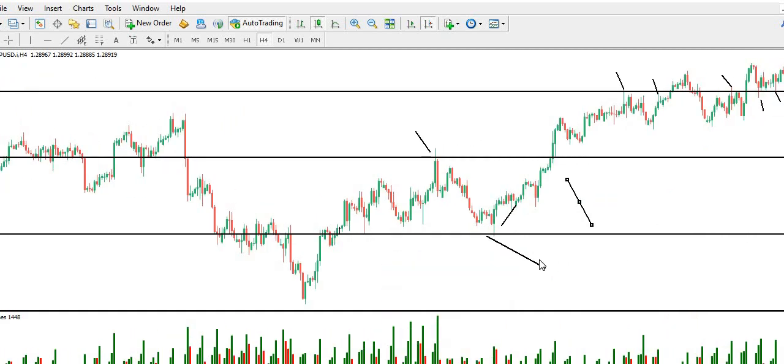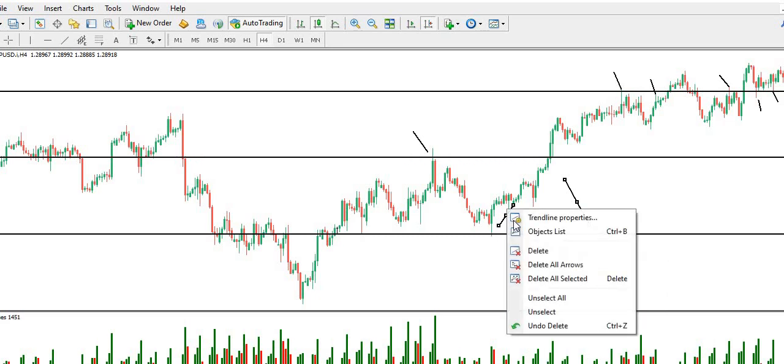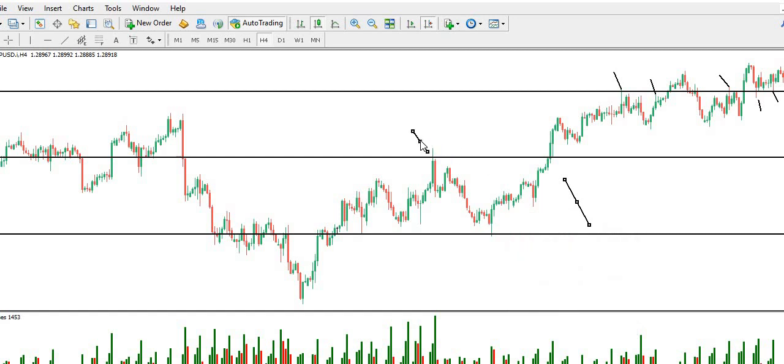Let me remove the noise. Okay, this is a high liquidity zone, and what we see there is a bearish engulfing candlestick formed. What we will do, we will place a pending order below the bearish engulfing candlestick. We will not enter the market when the bearish engulfing candlestick forms.